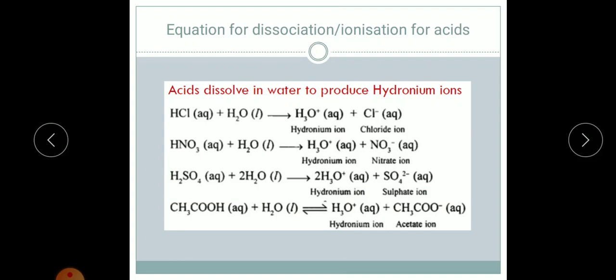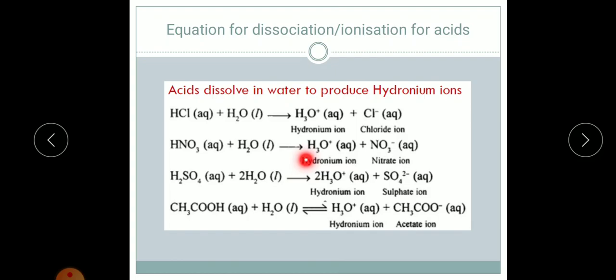Now, equations for dissociation or ionization of acids. Acids dissolve in water to produce hydronium ions. For example, HCl plus water giving you H3O plus and Cl minus. That means this H of HCl will go as H plus along with the water and form hydronium ion, whereas Cl minus will remain as Cl minus.